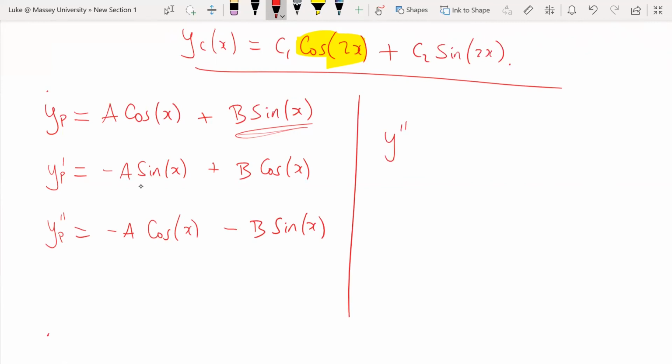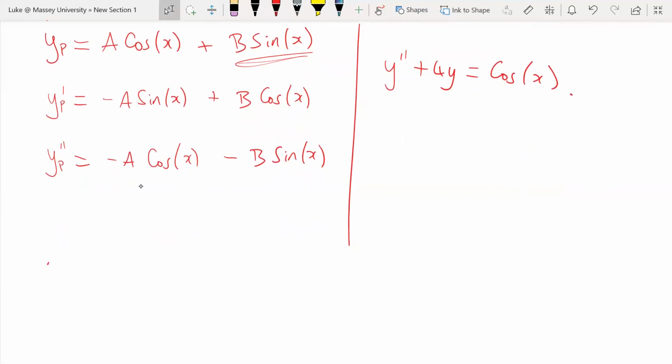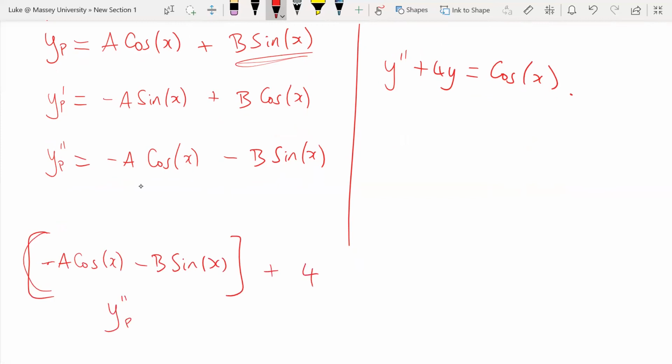Okay, y double prime plus 4y equals cosine of x. So let's do that. The first term is y double prime, so we get negative a cosine of x minus b sine of x. That was y double prime of the particular solution, plus 4 times y, so a times cosine of x plus b times sine of x. And that has to equal cosine of x, right?